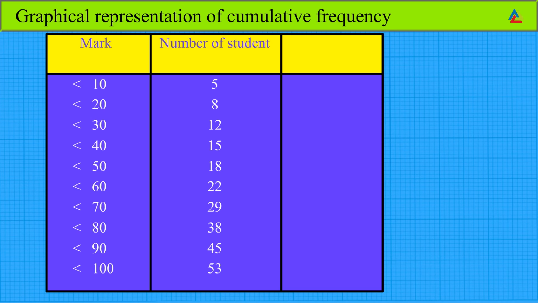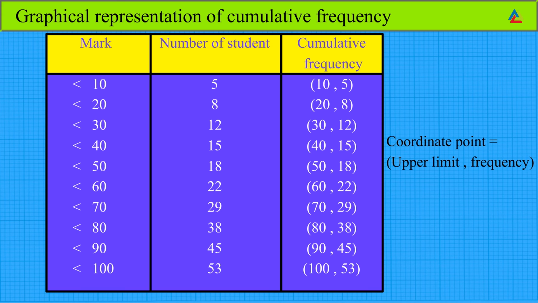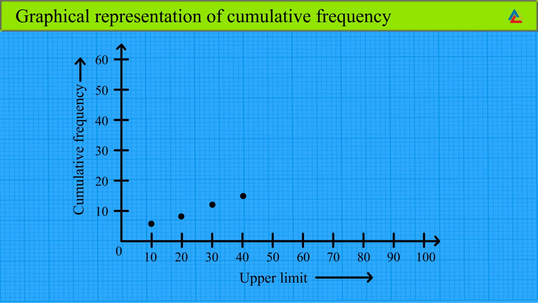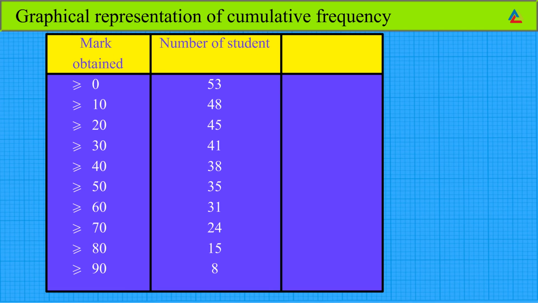Same table of marks distribution of 53 students by cumulative frequency distribution of less than type. Now, we will plot the points corresponding to the ordered pairs for each class. The ordered pair is given by upper limit of class and corresponding frequency. The coordinates are plotted on a graph paper and joined. The curve which we get is called a cumulative frequency curve or an ogive.